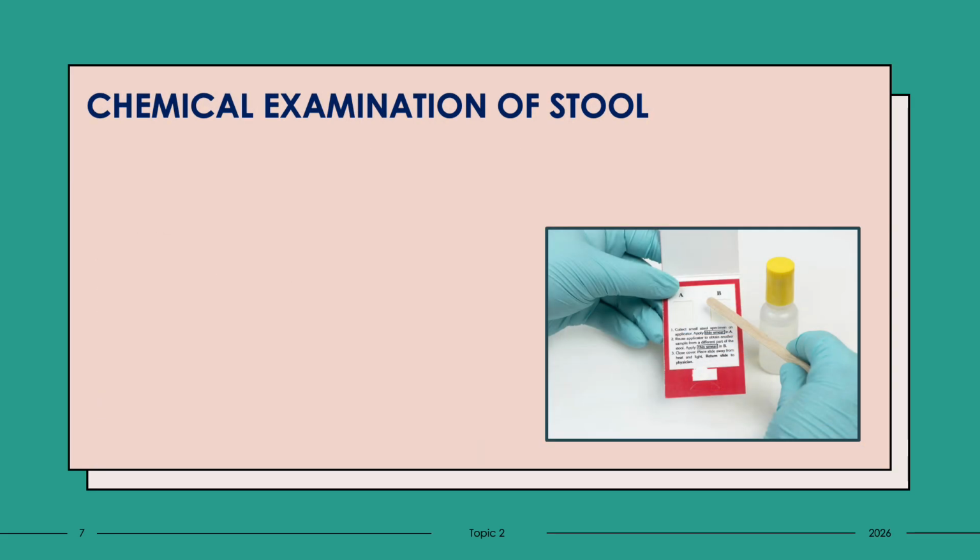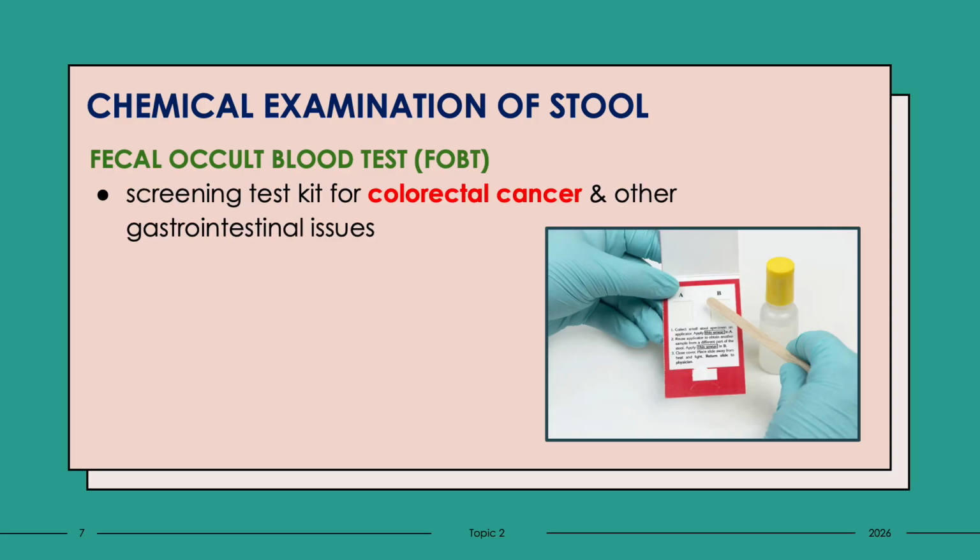The one that we'll be performing under chemical examination of stool is the fecal occult blood test or FOBT. Some references call this the Hemoccult method, and it is a test kit used to screen for hidden blood, especially in cases of colorectal cancer and other gastrointestinal issues. This has a similar principle with the benzidine method.